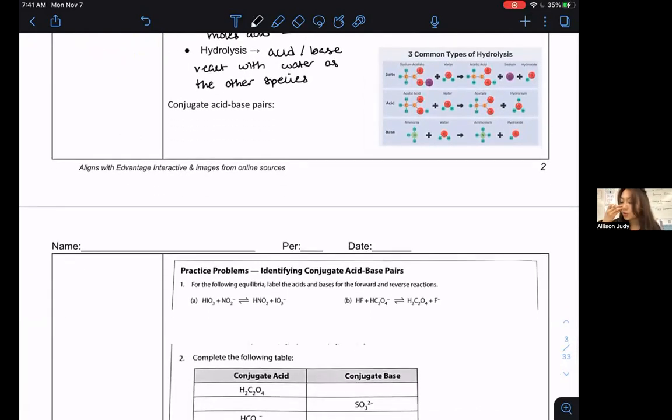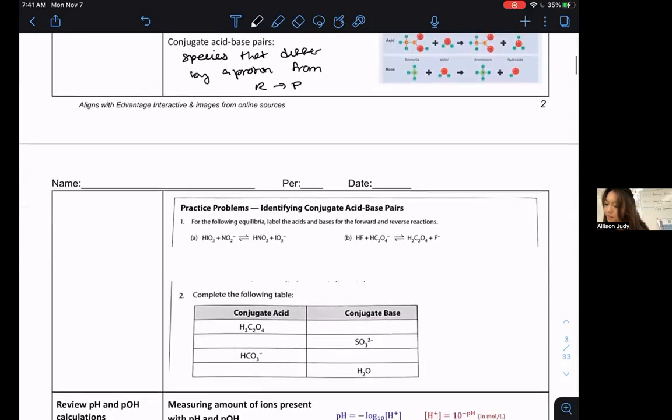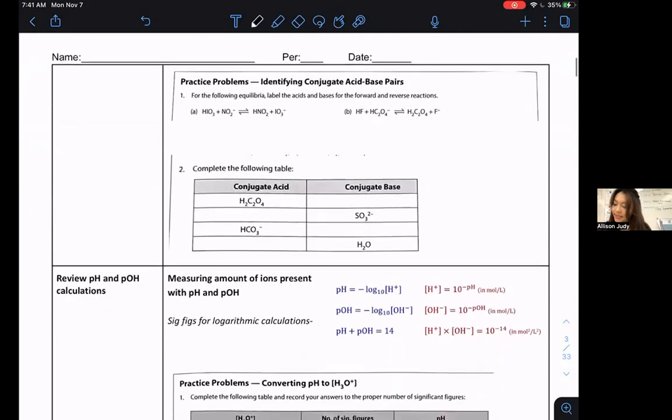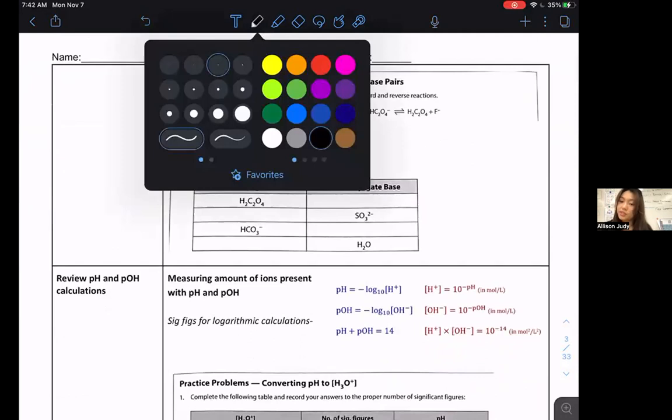And then, of course, when you do go through the process of neutralizing or exchanging a proton between an acid and a base, we, of course, get conjugate acid-base pairs. Please do not forget how to label your conjugate acid-base pairs. These are species that differ by a proton from reactant to product side, right? So go ahead and take a moment to identify the following conjugate acid-base pairs and fill in the following table. And when you resume it, you should see the answers for it.